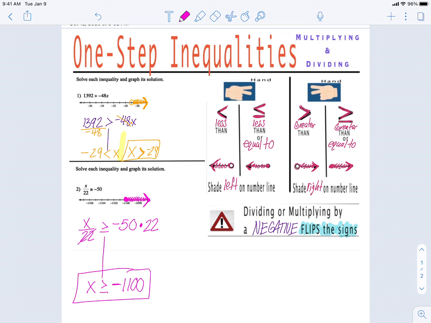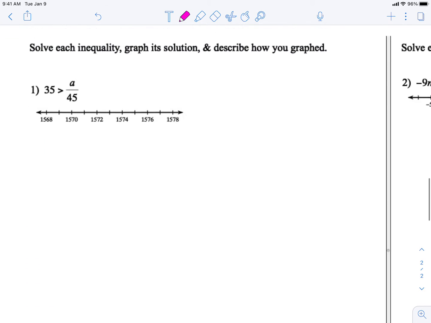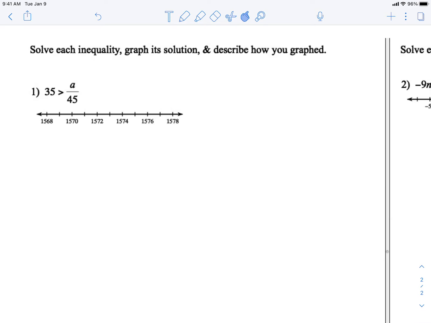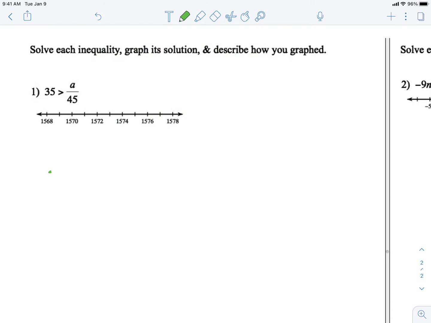Those are our notes filled out. So let's do a couple more examples that you're going to see in the worksheet. So let's see what this says. It says, solve each inequality, graph its solution, and describe how you graphed it. Okay, that's good. So let's start here. So I'm going to rewrite 35 is greater than a divided by 45.